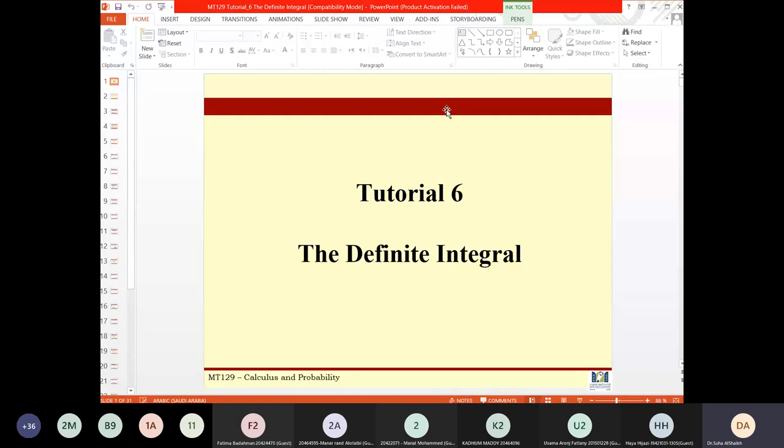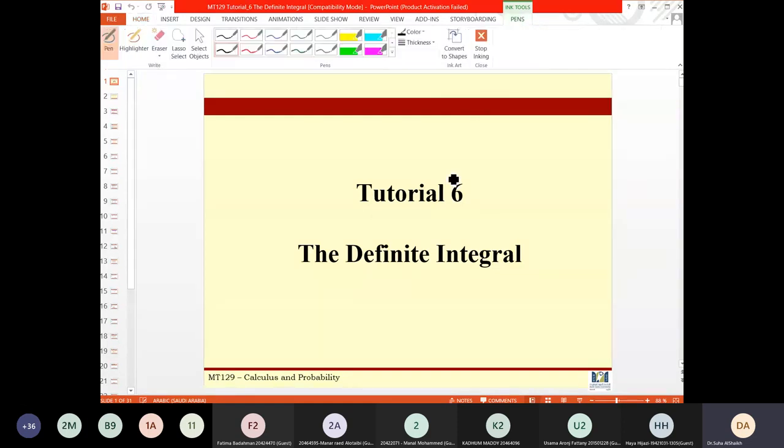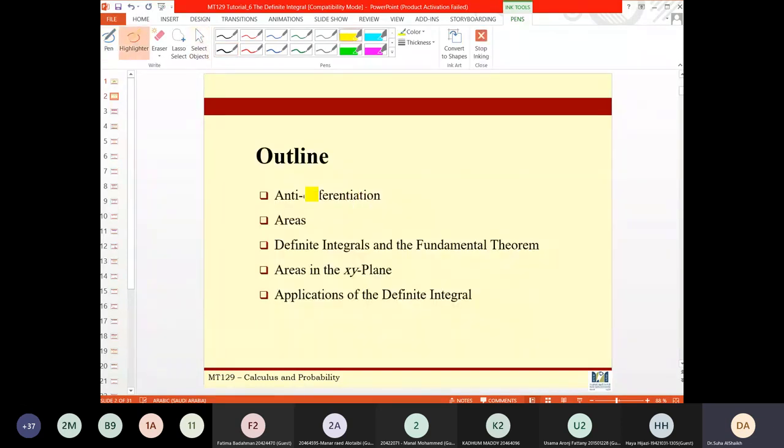So today we are doing tutorial 6, which talks about integration. Now, those are the points that we are covering. First of all, we are going to talk about anti-differentiation. Anti-differentiation is the same as integration. You have to be careful about this. Sometimes they say find the integration, sometimes they say find the anti-differentiation.